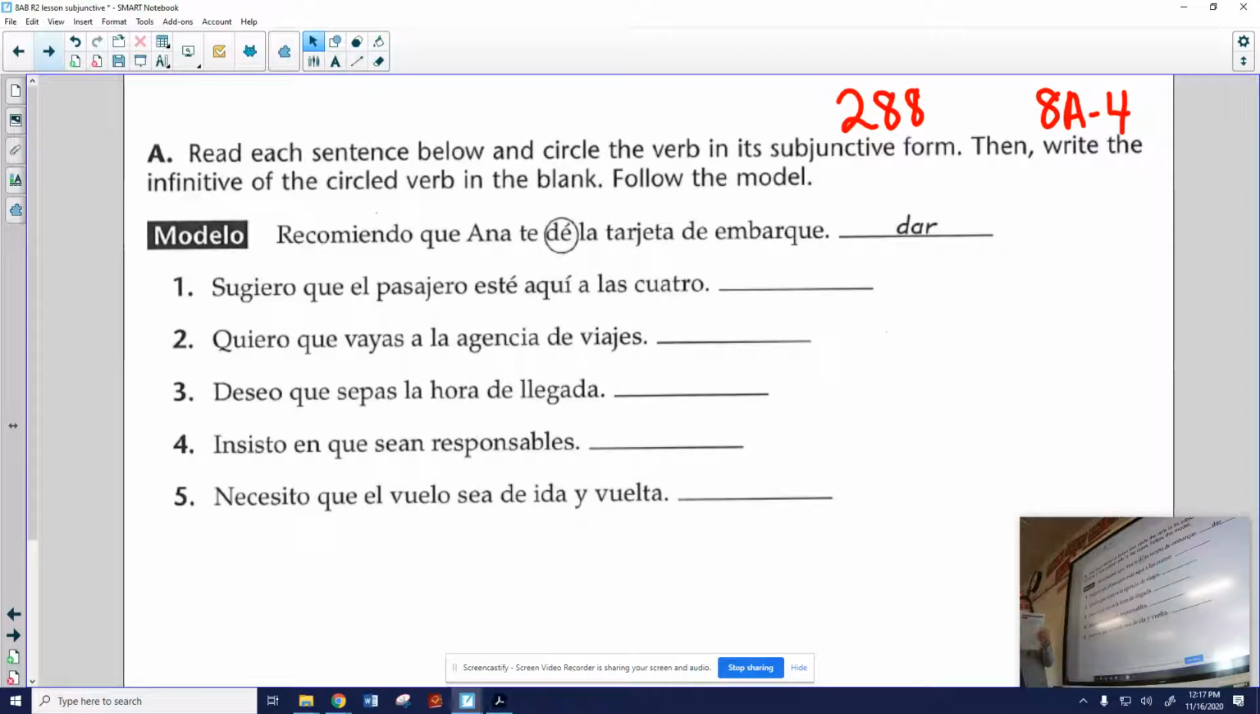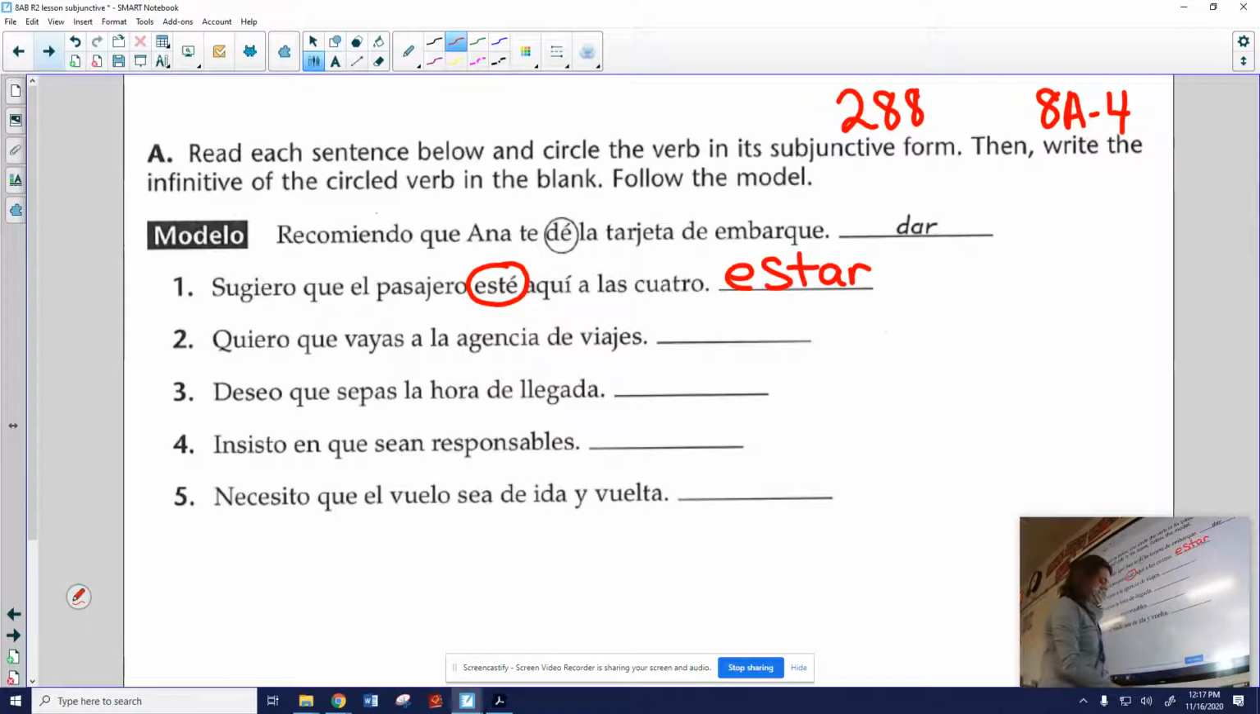Actividad A. Read each sentence below and circle the verb in its subjunctive form. Then write the infinitive of the circled verb in the blank. Follow the model. I recommend that Anna gives you the boarding pass. Dé is a form of dar. I suggest that the passenger is here at 4 o'clock. Esté, en el subjuntivo, es una forma de estar. Como siempre, chicos, work through the last 4. We'll give you 30 seconds and we'll check our work.